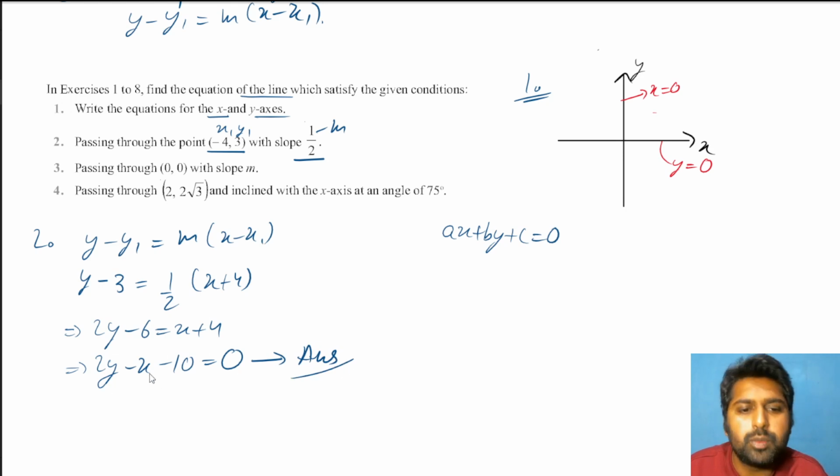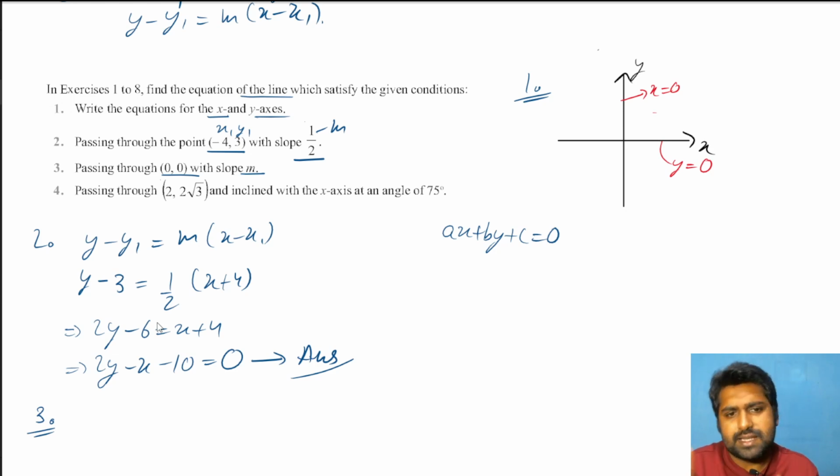This is an equation of line, meaning any point which lies on this line satisfies this equation. That's the task, to get the equation of line. That's the meaning of equation of line. All right, let's see the third one. He's saying passing through 0, 0, slope again m. So this time he has not given you the value of m. Instead he is saying take m as m only.